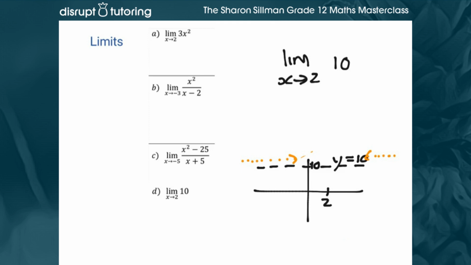When I'm approaching 2, when I get to where x is 0, y is 10. When I get to where x is 1, y is 10. Coming from the right-hand side, when x is 3, y is 10. So the only thing I can possibly be approaching as I'm getting closer and closer to the 2 is 10. So the limit of the function 10 when x tends towards 2 is 10.